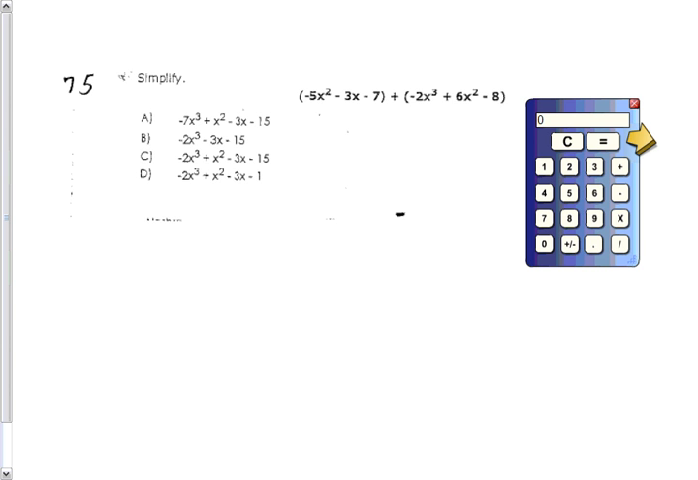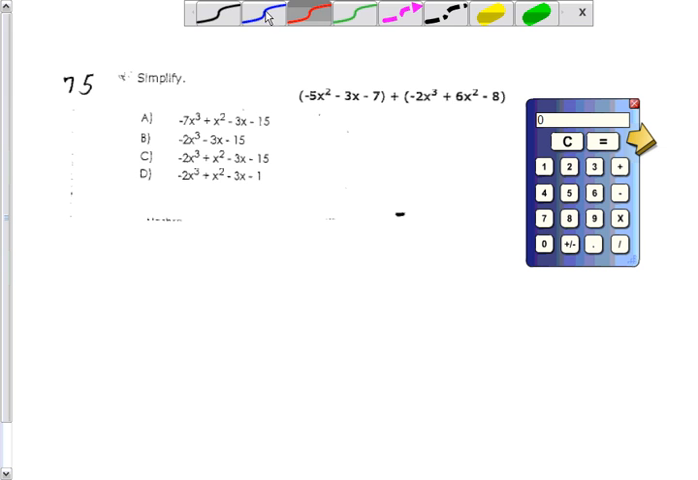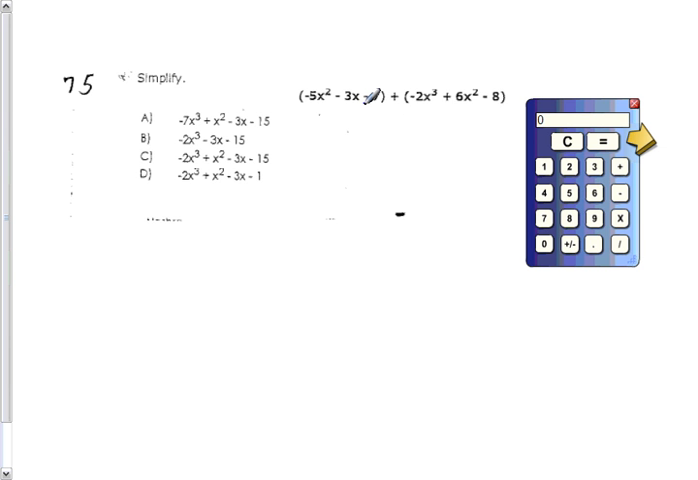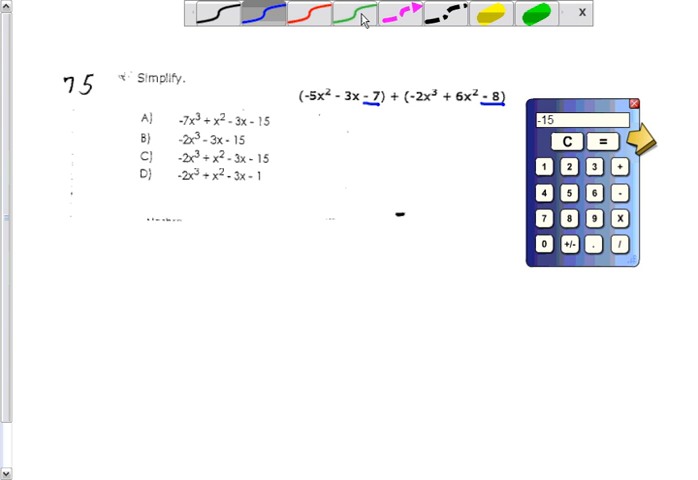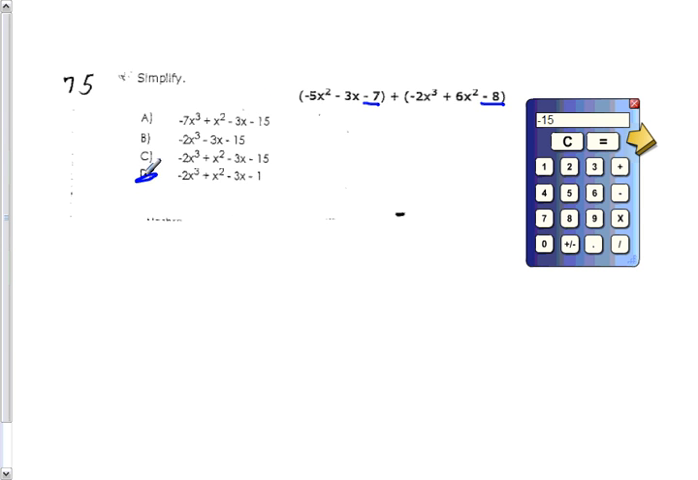How I would tackle this to start with is I would look at my terms that have no variable. So here I have a -7, and again we're plus, and then I have a -8. So what I would do is come over here to my calculator and say negative 7 plus negative 8. Now some calculators you have to hit the negative button first, and then the number. Some you hit the number and then the negative button. You'll just have to be familiar with your calculator. So -15 when I combine those two terms. So I'm going to rule out any answer choice that does not have -15 as the last term. So D is now ruled out.